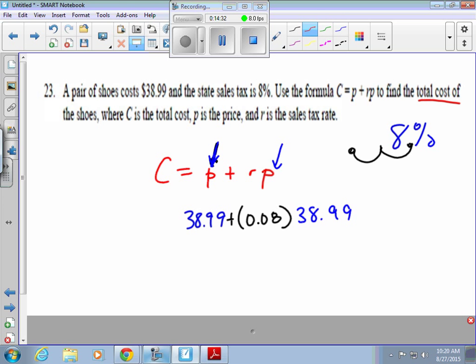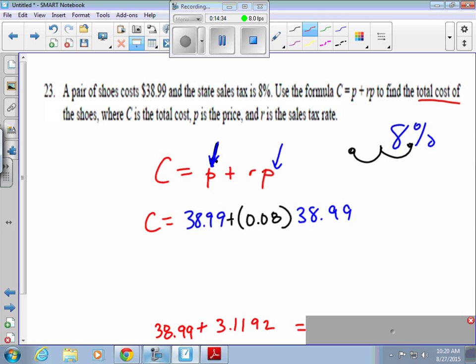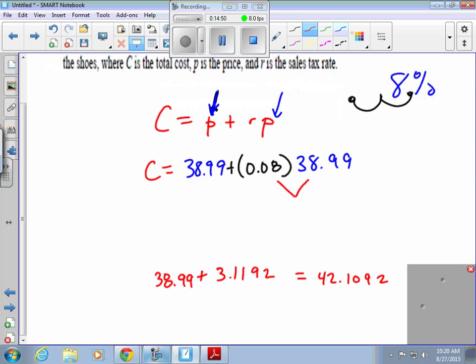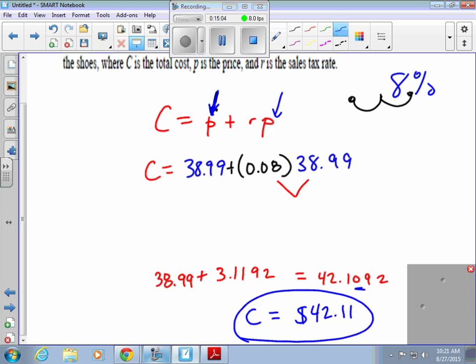And that's going to give you your total cost when you do so. So when you do that, we have something that looks like this. $38.99 plus these two together is going to give you, when you do the multiplication, 3.1192. It's going to come out to $42.1092. Remember, money only goes to the hundredths place, so that 0 has to go up to $42.11. That is your total cost with the sales tax included.